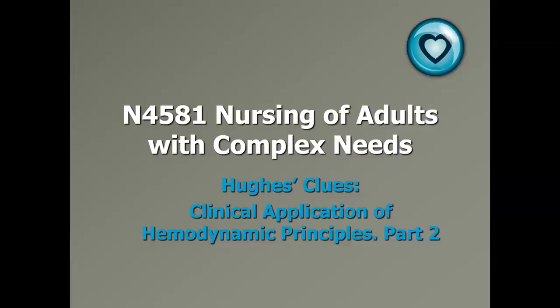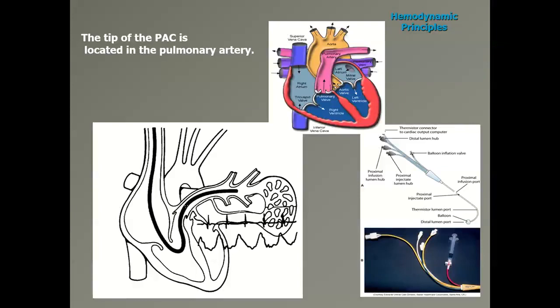This is part 2 of the clinical application of the hemodynamic principles. We've already talked about some of the reasons why a hemodynamic catheter or pulmonary artery catheter is utilized, and now here's one more. To remind you about the pulmonary artery catheter, it is called a pulmonary artery catheter because the tip of the catheter is located in the pulmonary artery.